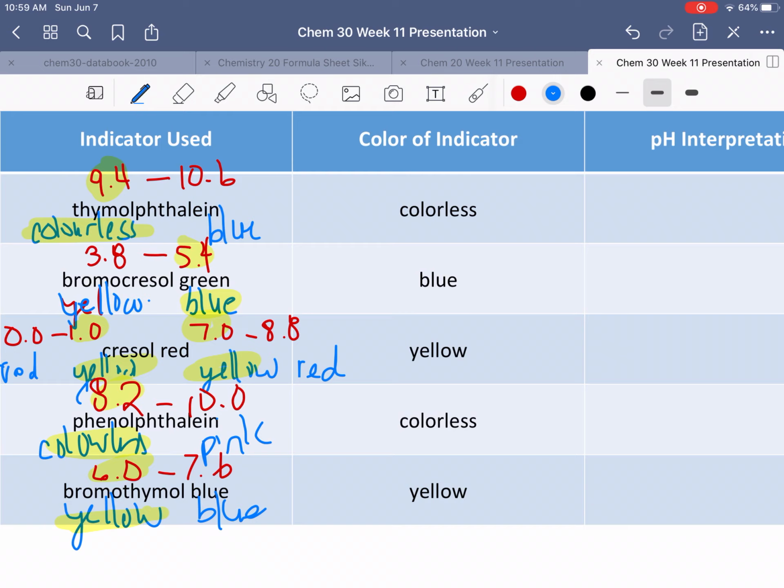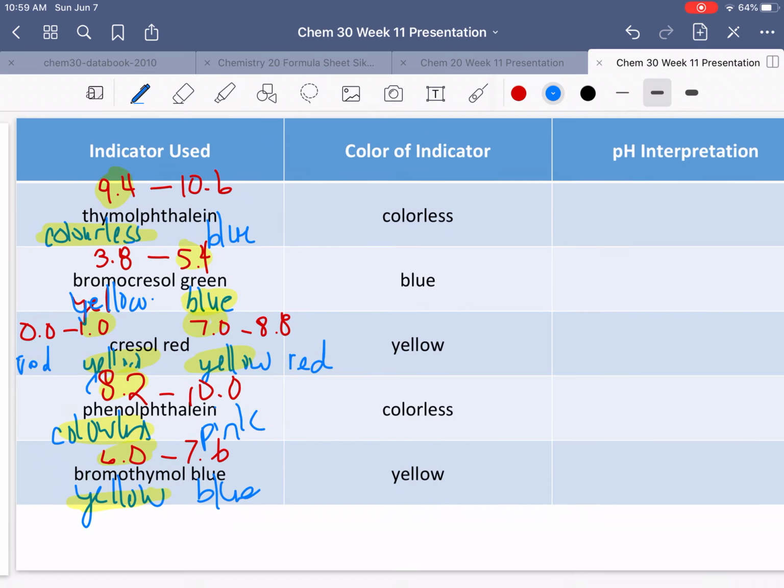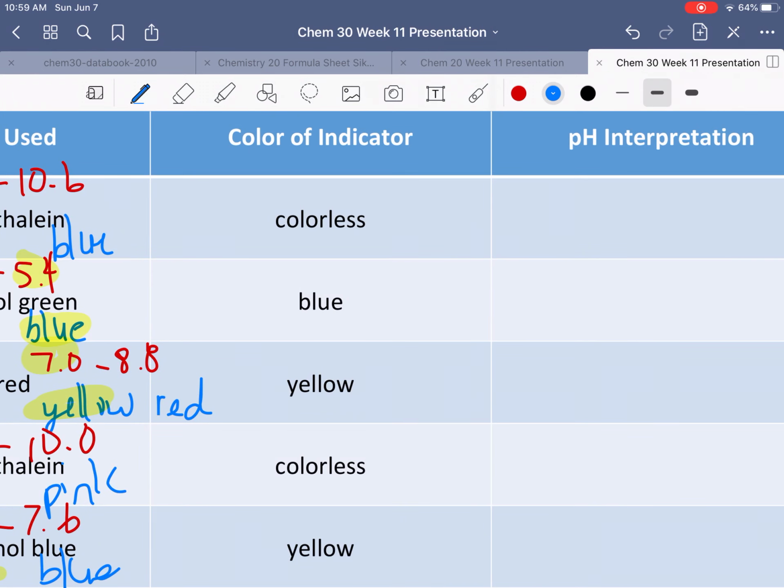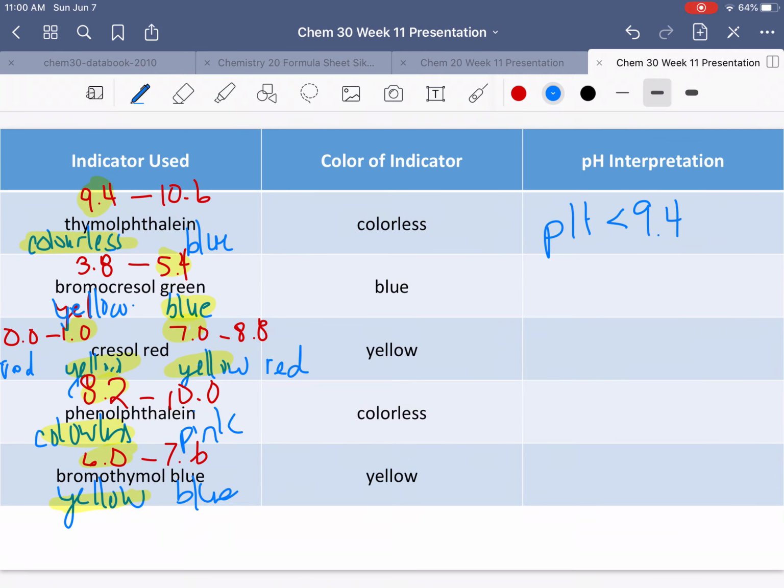If thymolphthalein is colorless, it doesn't mean it's a pH of 9.4. It could be a pH of 6, guys. It could be a pH of 2. All of those would show up colorless. So all we know with any certainty is that the pH is under 9.4. That's the only thing we can be positive of. Keep going with the analysis.